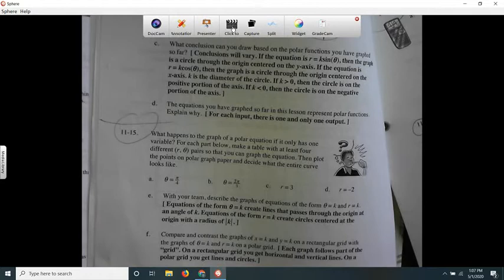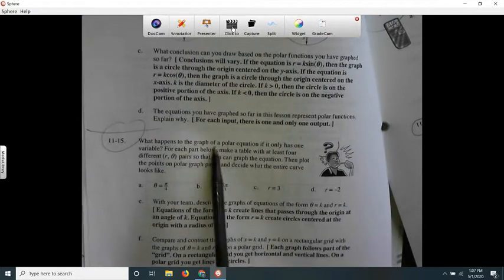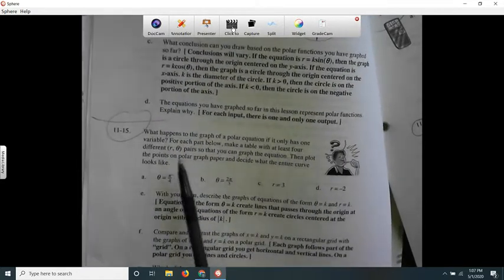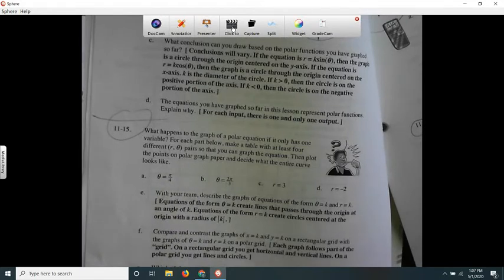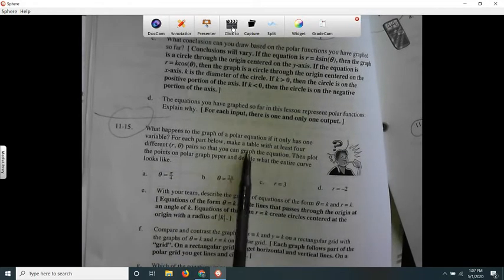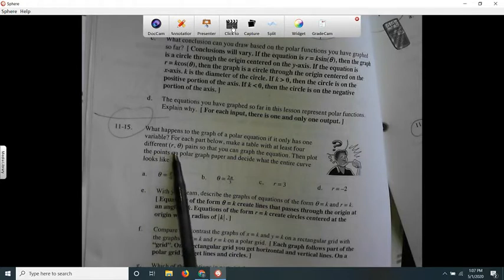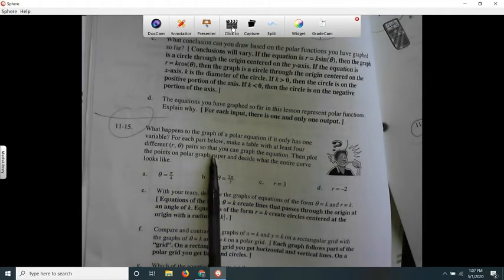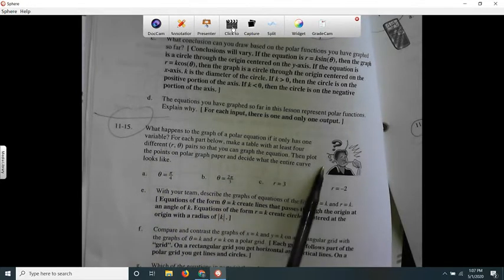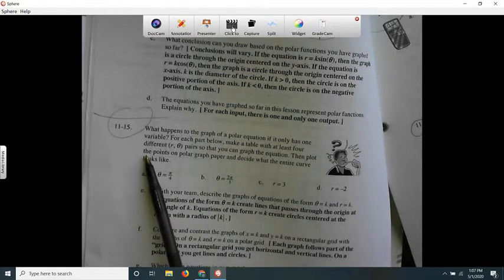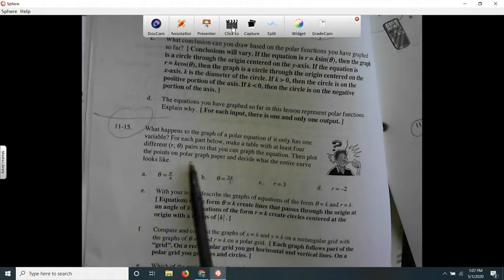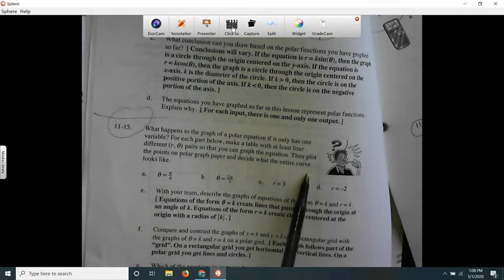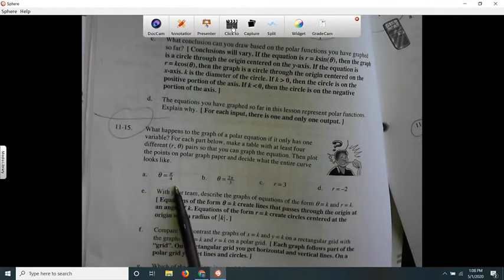It says, what happens to the graph of a polar equation if it only has one variable? For each part below, make a table with at least 4 different r, theta pairs so that you can graph the equation. Then plot the points on polar graph paper and decide what the entire curve looks like.